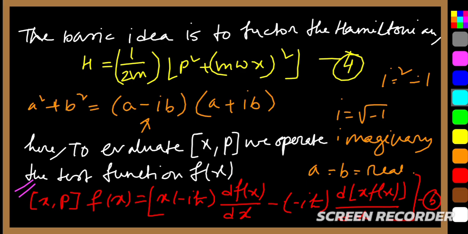So the basic idea is to factor the Hamiltonian, that should be H equal to 1 by 2m within a third bracket (p squared plus (m omega x) whole squared). This is the fourth equation.